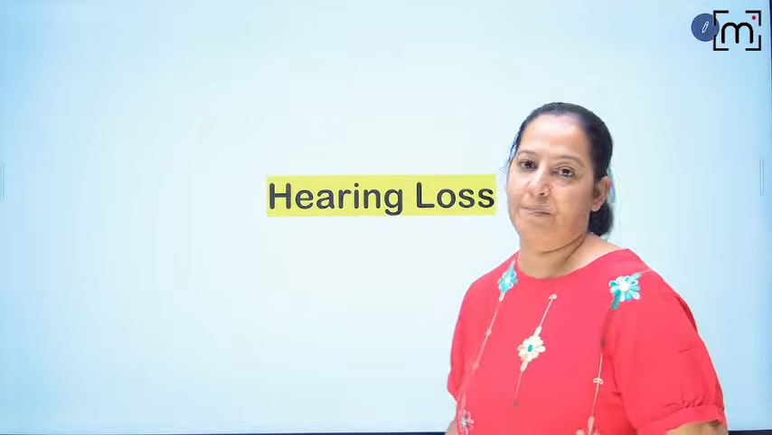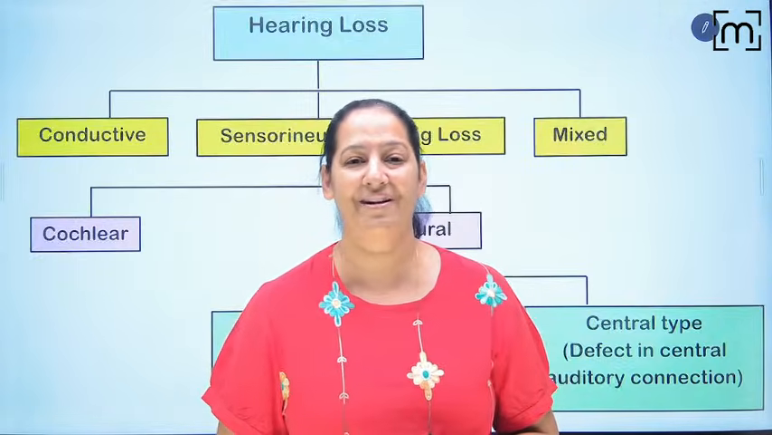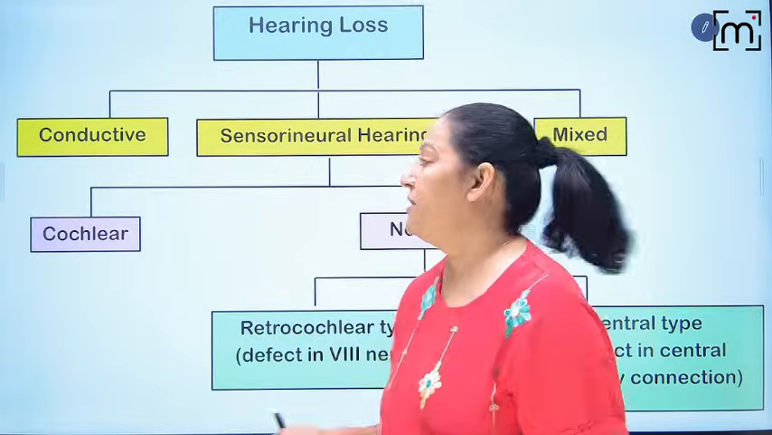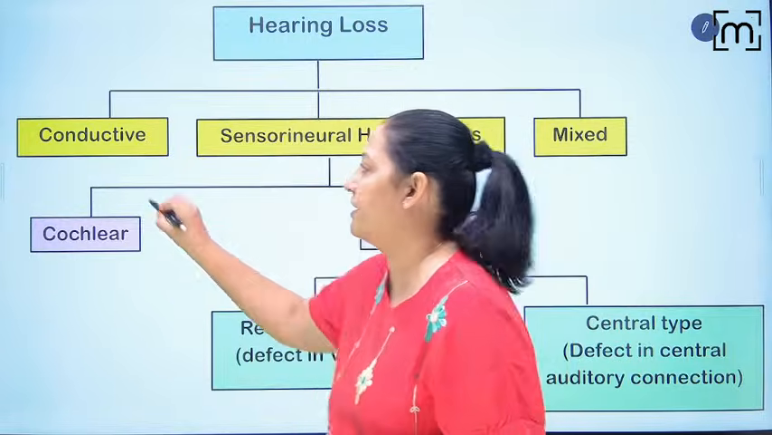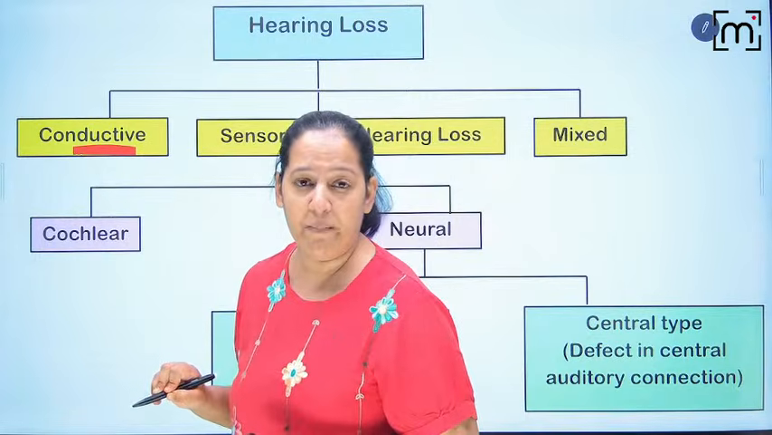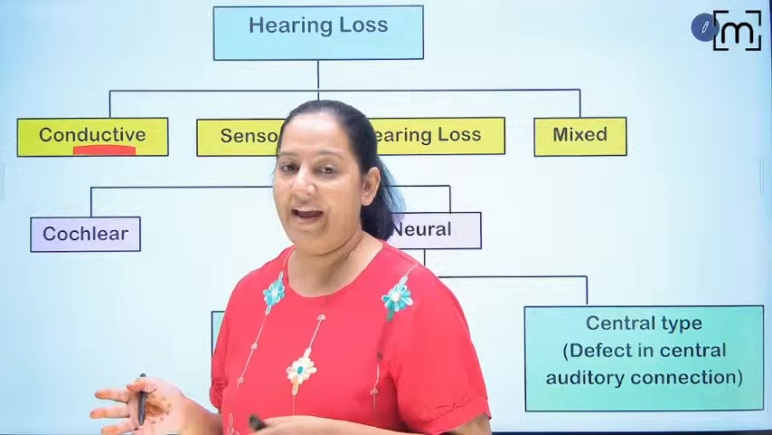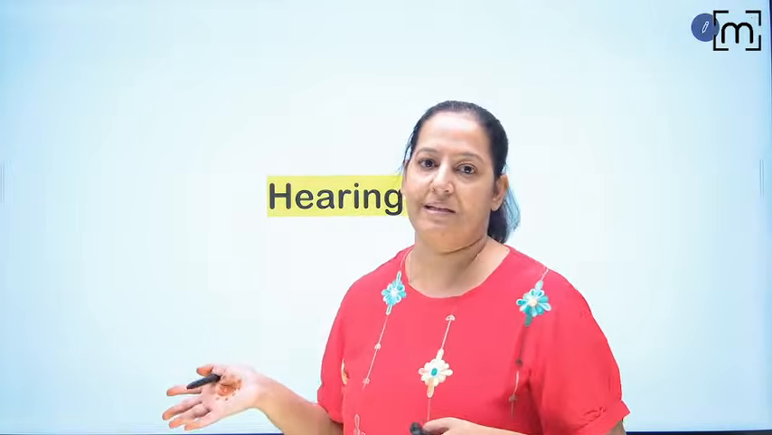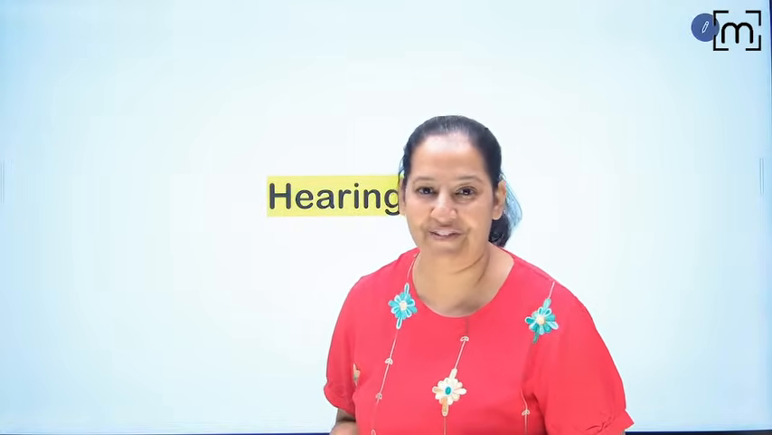Okay, let's start the topic hearing loss. What are the types of hearing loss? I already taught you. We have three types of hearing loss. Conductive hearing loss, you know where the problem exists. Now, I could start with this slide also. I wish, 1.5 hours back when I started the session at 6 o'clock, I could start with this slide. Because it is my topic today, assessment of hearing loss.